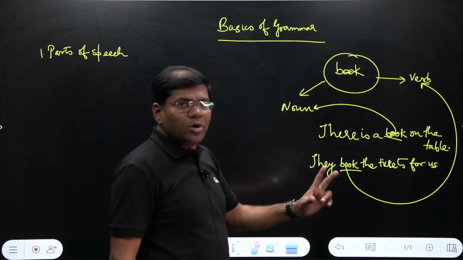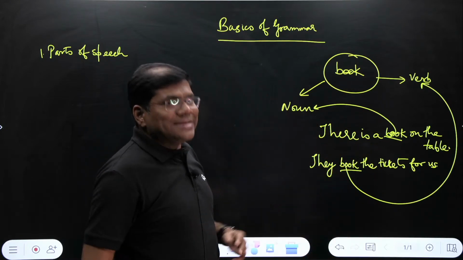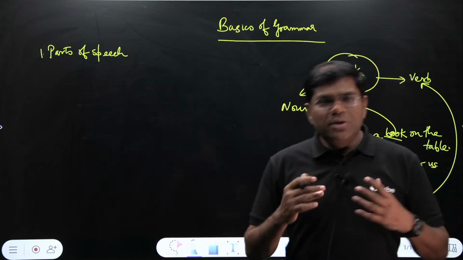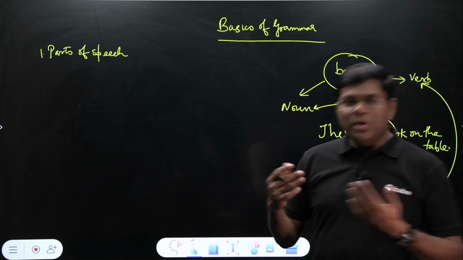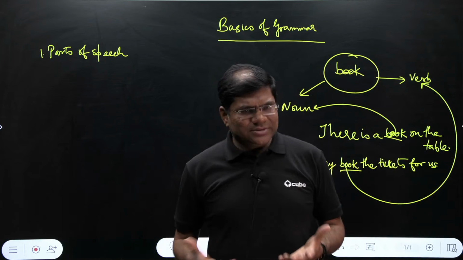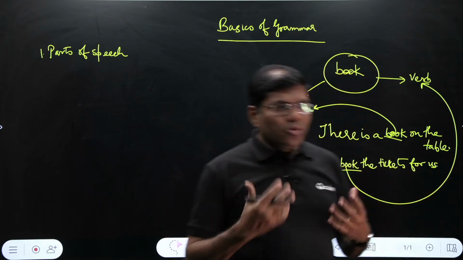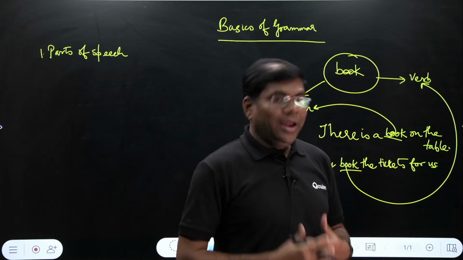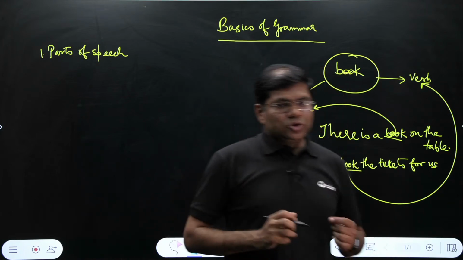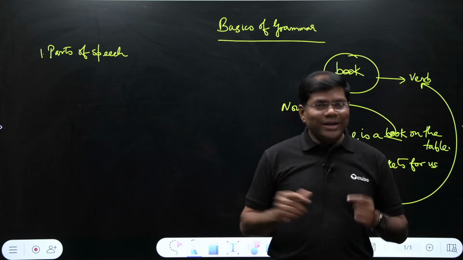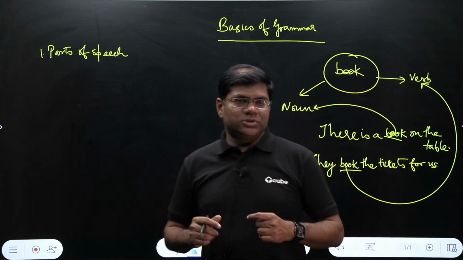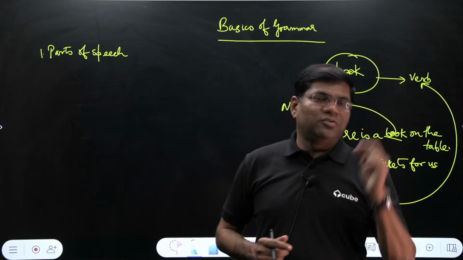That means the word book can be used in two different ways. Similarly, there are many words which can be used as a noun, as a verb, as a pronoun, in lots of different ways. So how to determine the part of speech? It all depends upon what function the word has in a sentence. So when you use a particular word in a sentence, depending on how that word has been used, that determines the part of speech of that word.